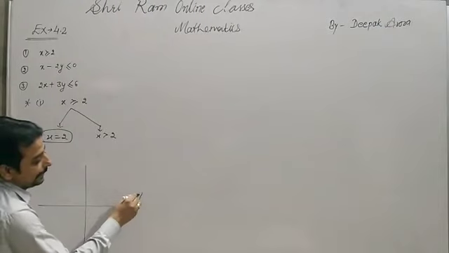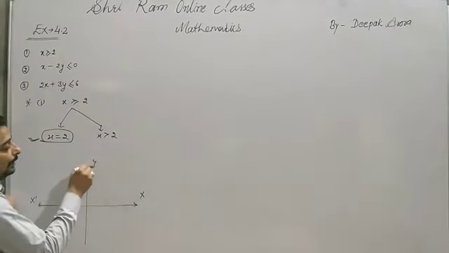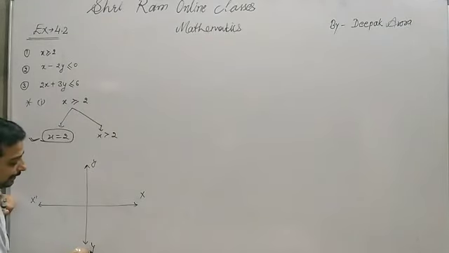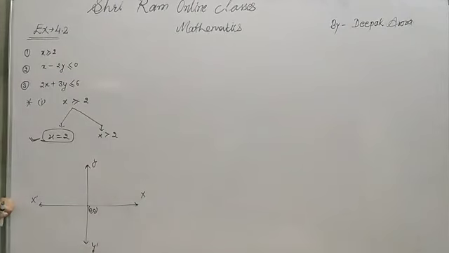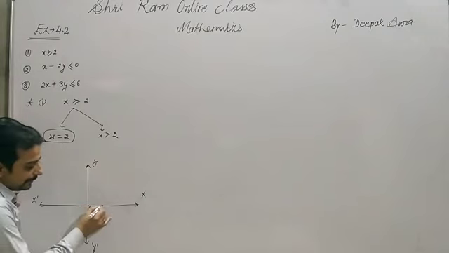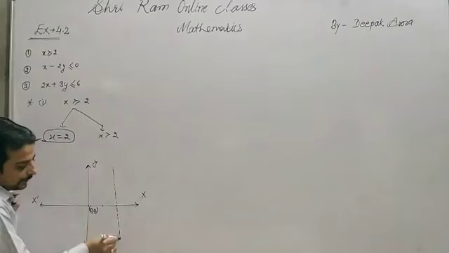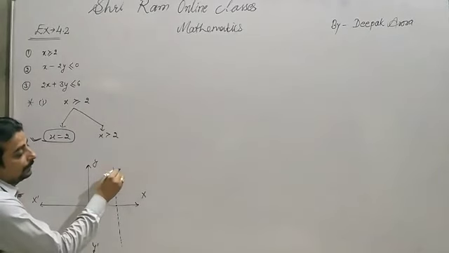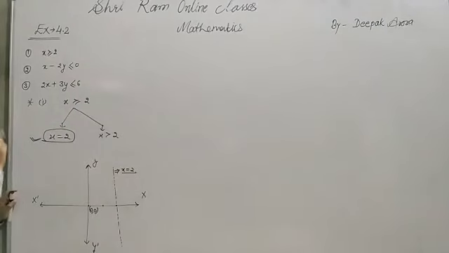The right axis is x and the left one is x dash, and the upside of the origin is y positive and the downside of the origin is y dash negative. We have the line x equal to 2, which passes through 1 and 2, and the line x equal to 2 is complete.